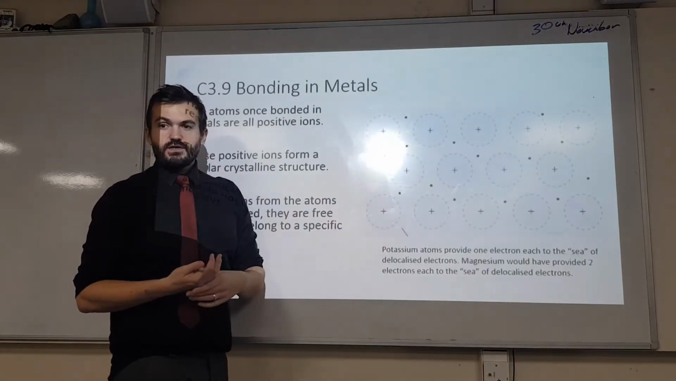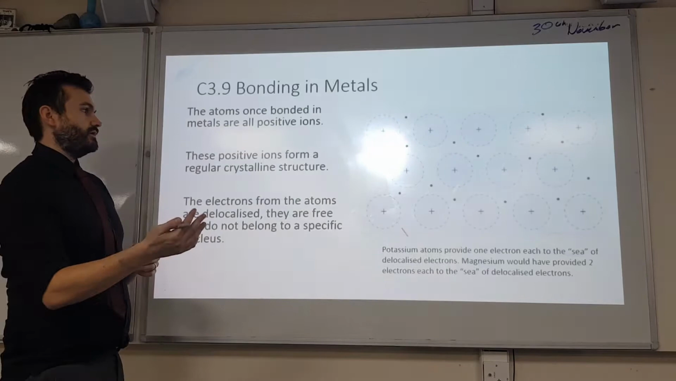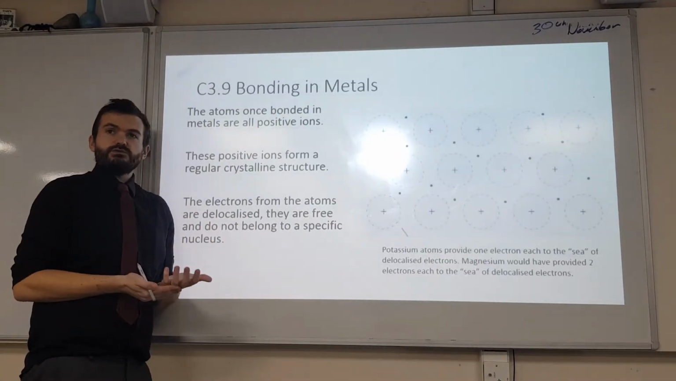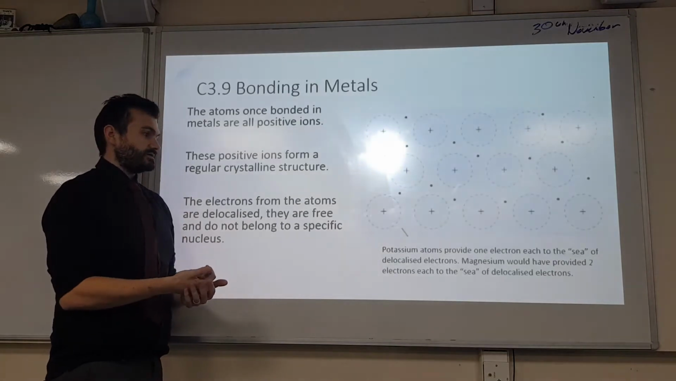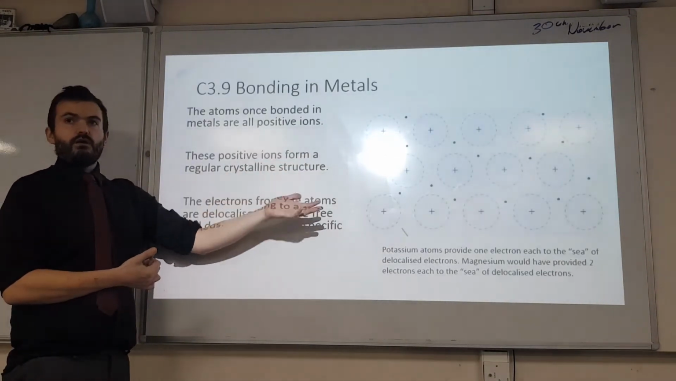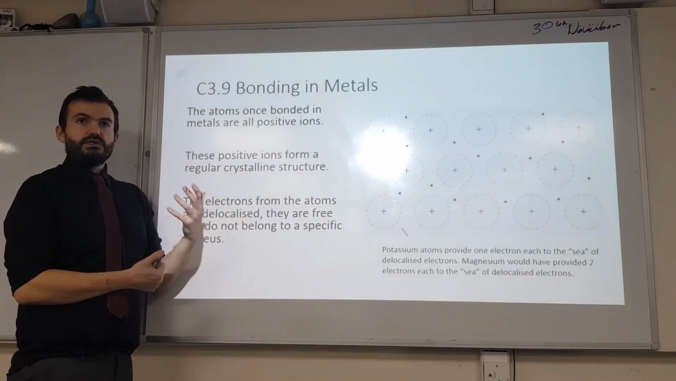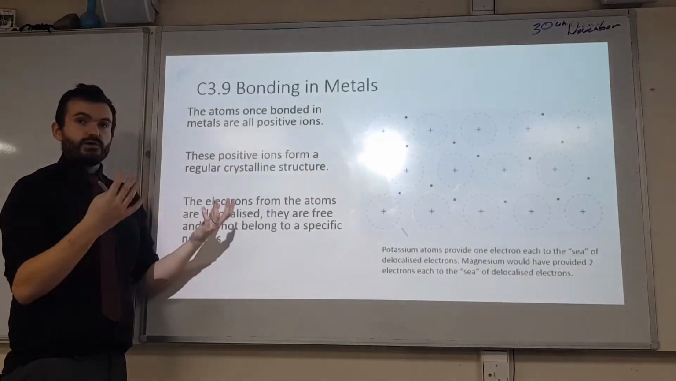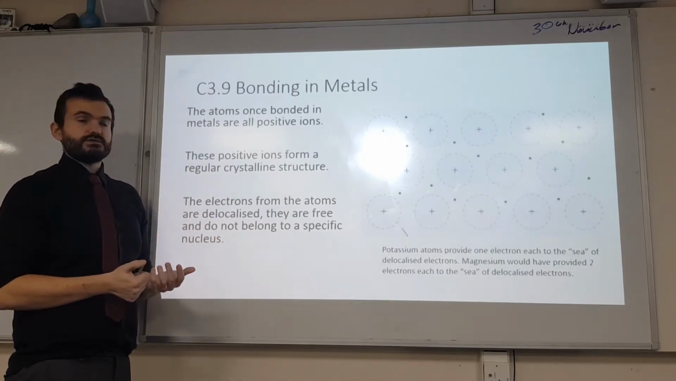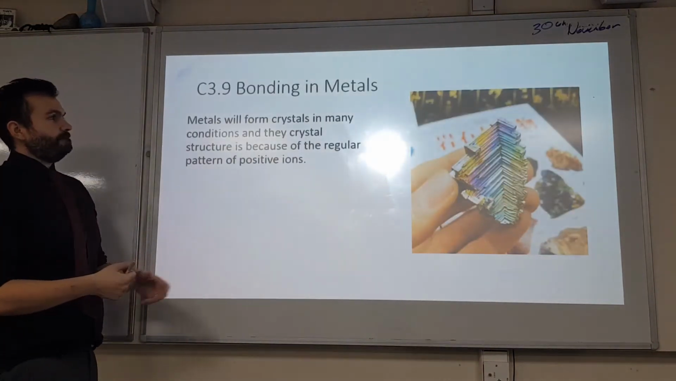Because it's very, very regular, we get a crystalline structure. We quite often don't get to see the crystalline structure of metals, but metals are, in fact, crystalline. The electrons do not belong to a specific nucleus. The electrons are delocalized. They're just around. They do not belong to any particular atom.